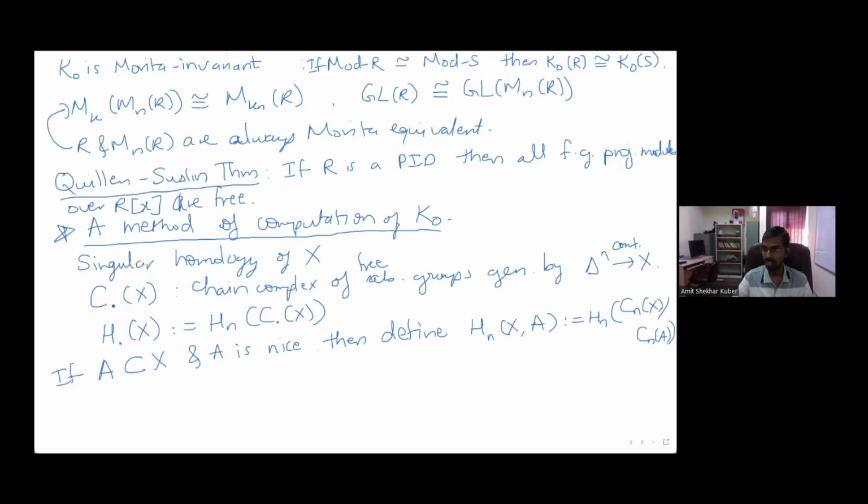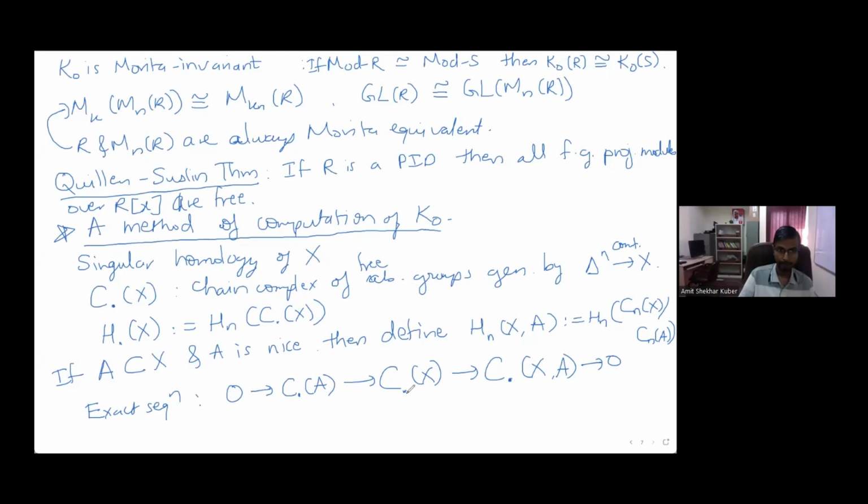Have C dot A, then C dot X, then C dot (X, A), which is precisely this particular entry, and then this 0. So this is exact in the category of chain complexes. Well, what does this mean? That you can apply the snake lemma a couple of times, a very beautiful result in homological algebra or in general in mathematics, and you get a nice long exact sequence consisting of the homology groups.